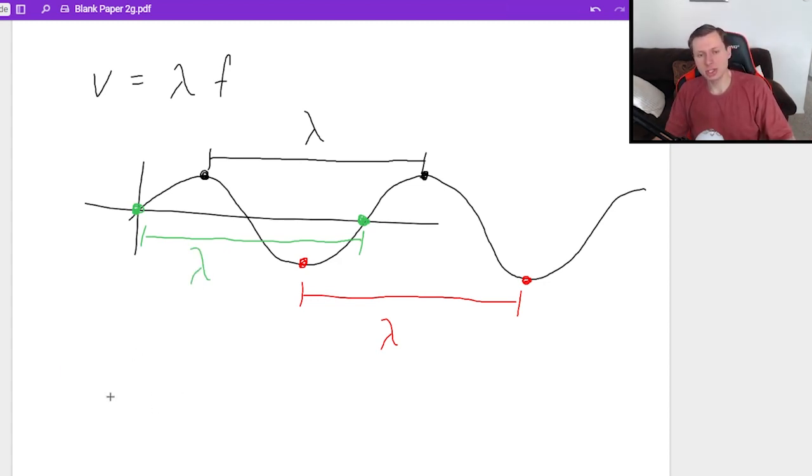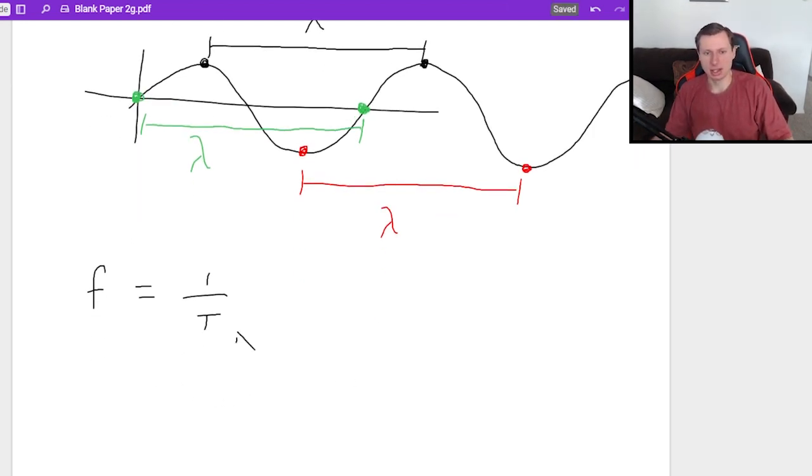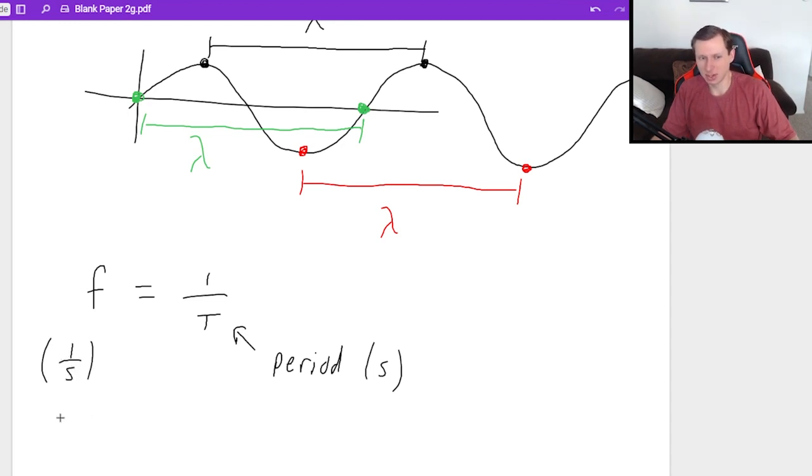And then frequency comes from the fact that frequency is equal to 1 over the period. That T there, that is the period, and it's the amount of time that passes to complete one oscillation. So the units of period are seconds, and the units of frequency are going to be 1 over seconds, which we never call it that. We call it the hertz, because that's the official name for it.